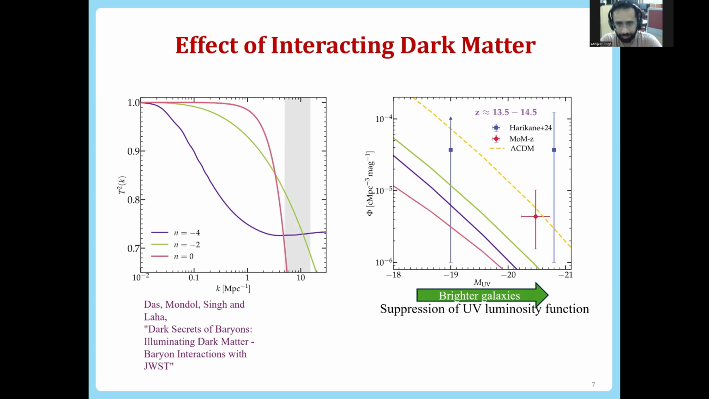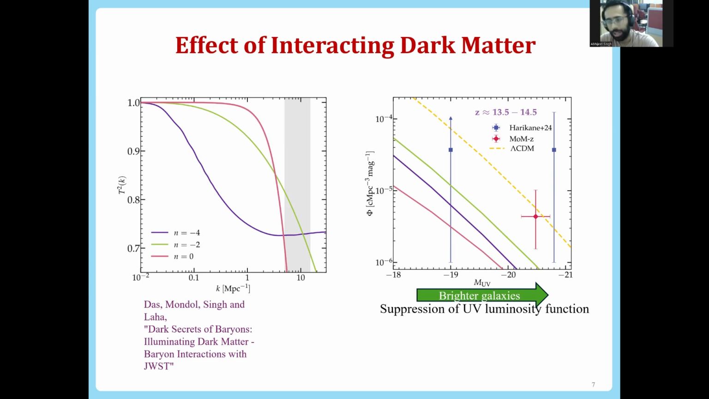On the right hand image in this slide, we show the UV luminosity function as a function of the brightness of galaxies. UV luminosity function is just a measure of the typical number density of galaxies with a given brightness. The yellow dashed curve shows how the UV luminosity function looks for the case when there are no interactions between dark matter and electrons or protons.